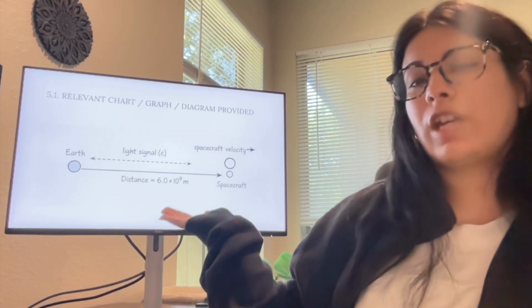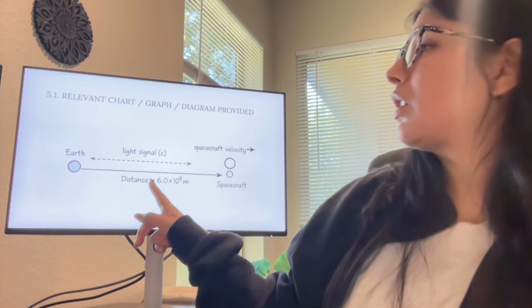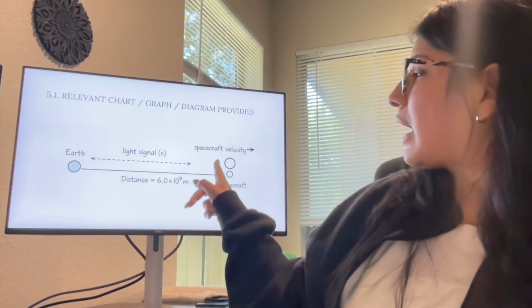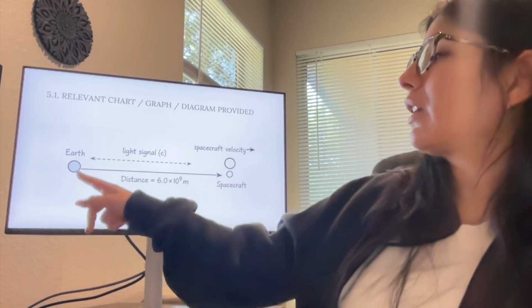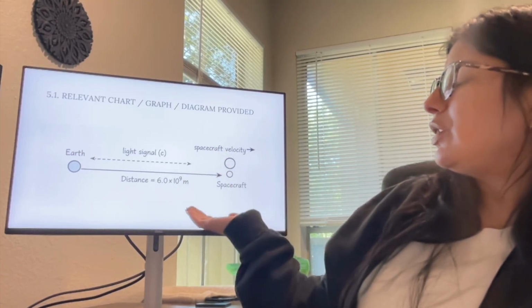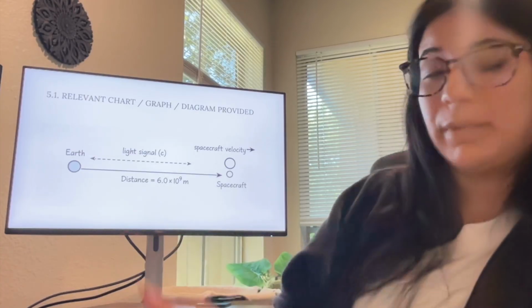So this diagram helps visualize the situation. It shows how the spacecraft is moving away from Earth while the light signal travels back. And that makes it easier to understand the direction and motion involved in this problem.